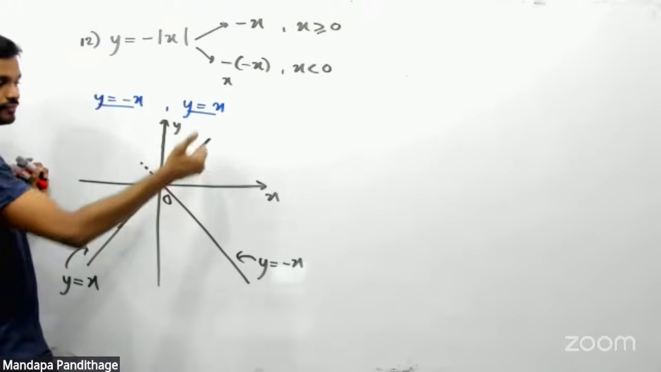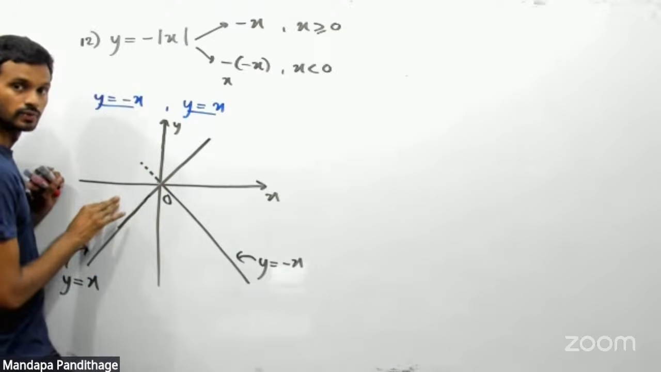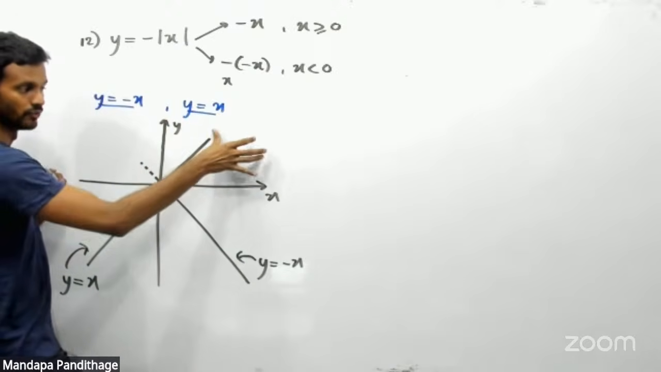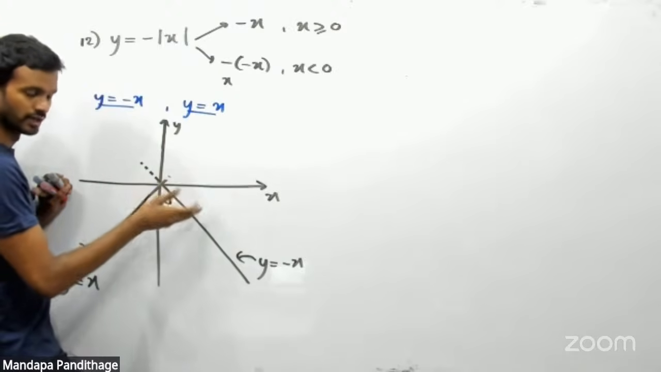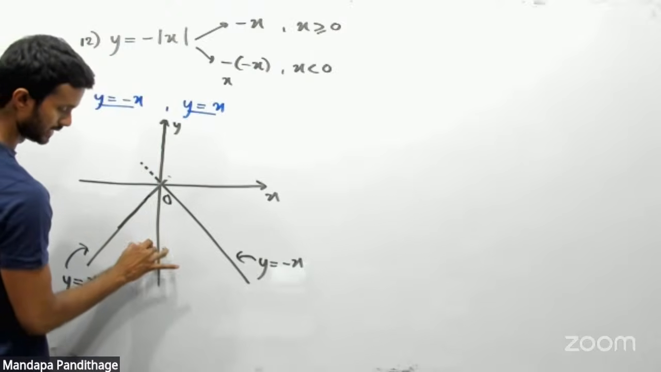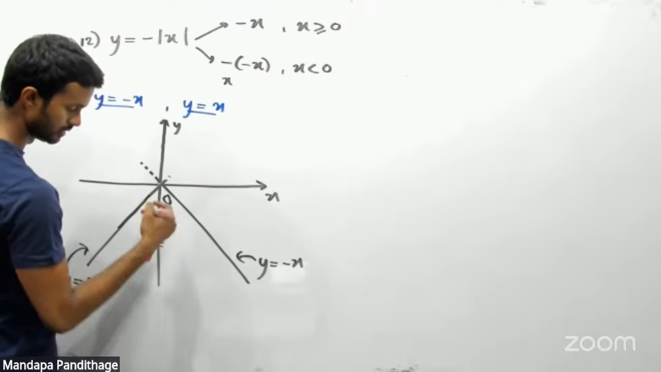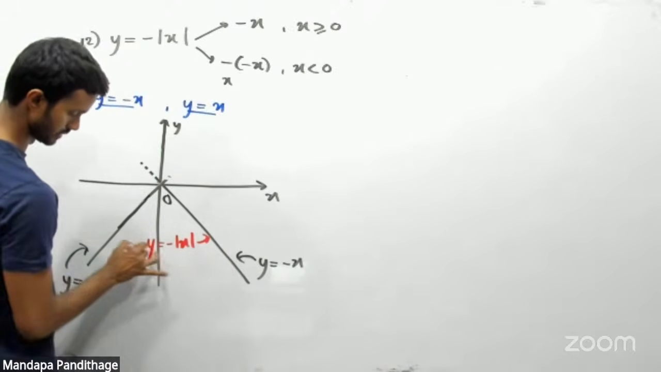And in the meantime, this one, y equals x, is only valid when x is less than 0, which means this part is not valid. This straight line is only valid when x is less than 0. So this graph, the inverted V-shaped graph, is y equals minus modulus x.